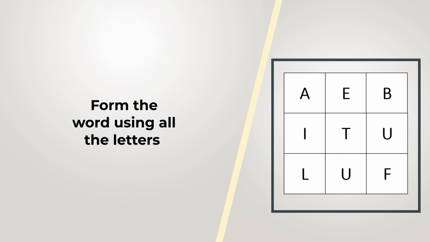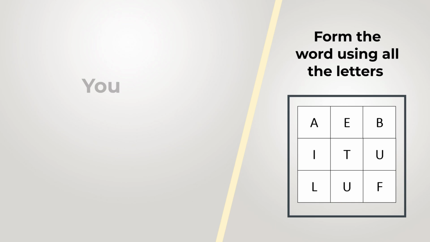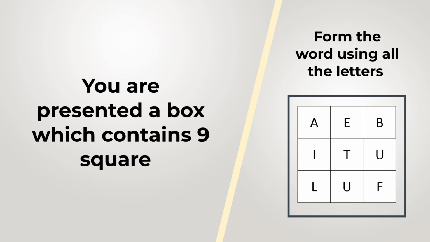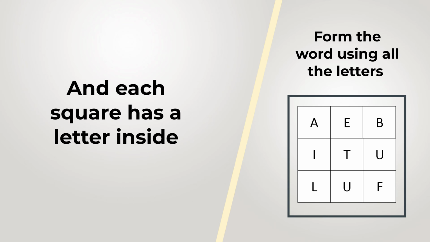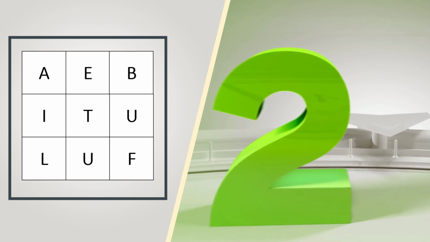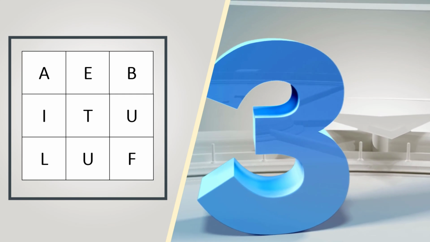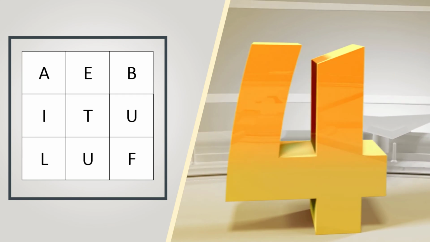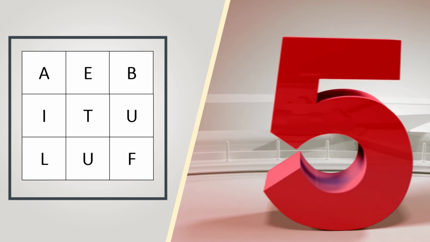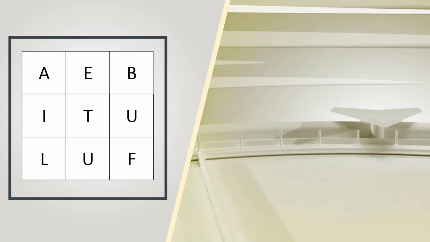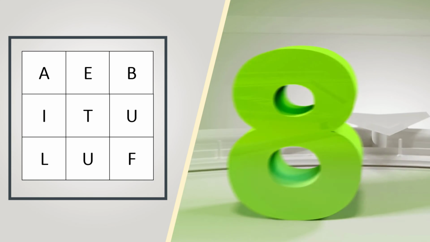Here is the tricky question, which tests your imagination, knowledge of English words, and logical reasoning. What word can you form using all the letters in the box? And you're presented with the box that contains 9 squares and each square has a letter inside. Take a closer look at this picture and see if you can come up with the answer. This might be the right time to pause this video to see if you can come up with the answer on your own. Do you think you know the answer? Let's continue to see how we can solve this and get to the correct solution together.